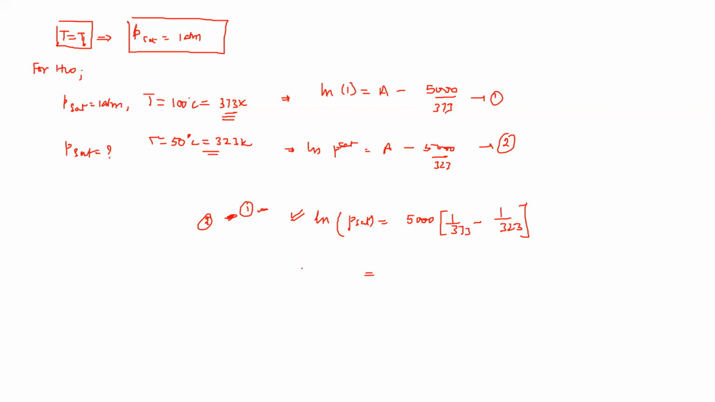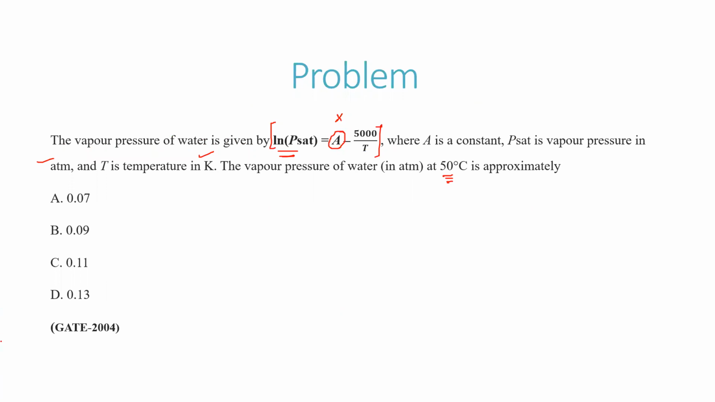So from here, saturation pressure is going to be e to the power 5000 into (1 by 373 minus 1 by 323). All right, this is going to be the saturation pressure. So the answer comes out to be 0.125 atm, approximately 0.13 atm. So this is the correct option.